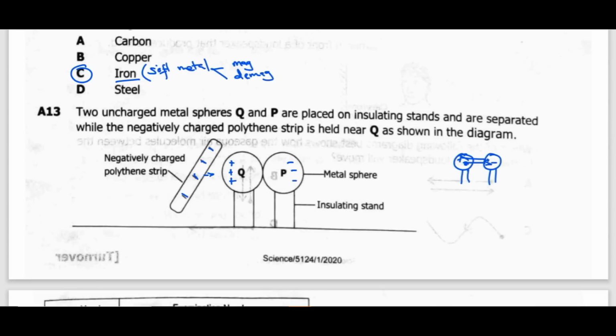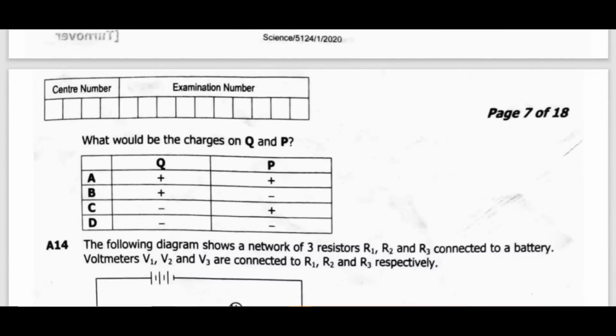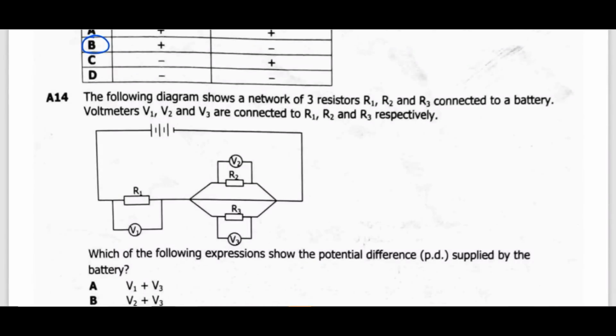So let us see how the question is. What would be the charges on Q and P? The charges on Q and P are positive and negative. Let us move to question 14.